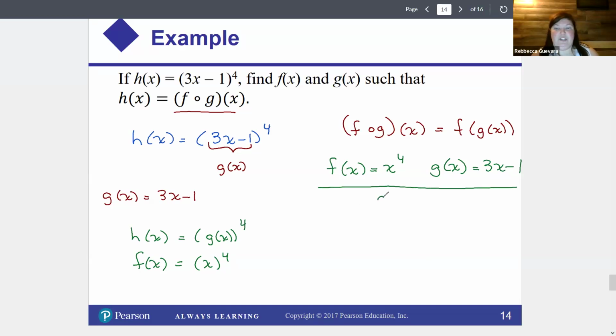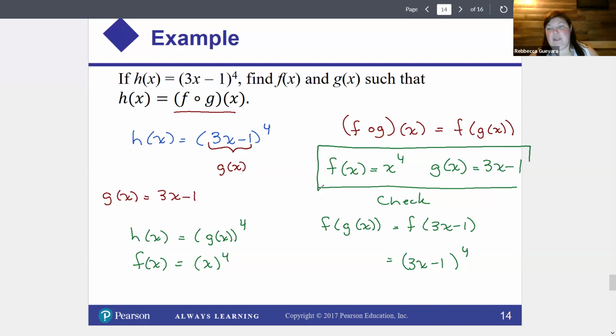So just to make sure this works, let's check it. If I did f composed with g, so g inside of f, g is 3x minus 1. So I replace all my x's in f with 3x minus 1, and we get (3x minus 1) to the fourth. So that would be the decomposition of functions. So I can say that h is just the composition of f and g, where f is going to be x to the fourth and g would be 3x minus 1.